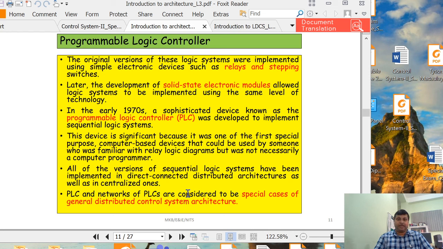So that's why it has been written that, though it was a computer-based device, it could be used by someone who was familiar with relay logic diagrams but was not necessarily a computer programmer. All of the versions of sequential logic systems have been implemented in directly connected distributed architectures as well as in centralized ones. So the PLC became part of the centralized architecture as well as the distributed one. PLCs and networked PLCs are considered to be a special case of the general distributed control system architecture.